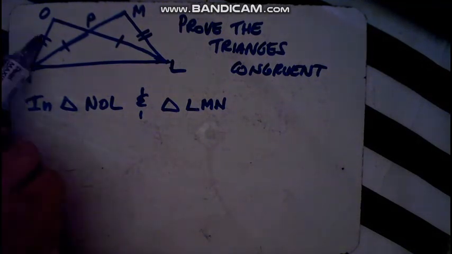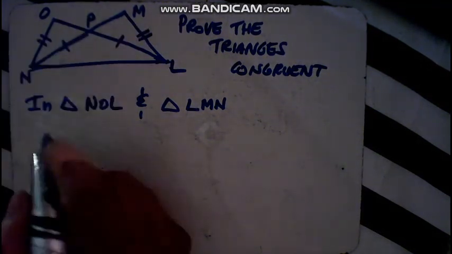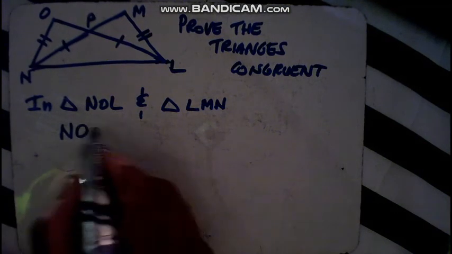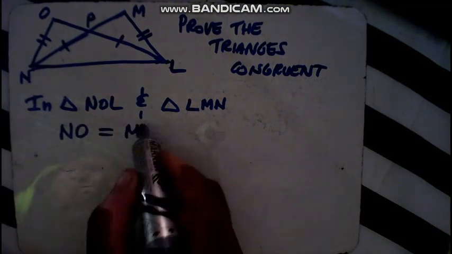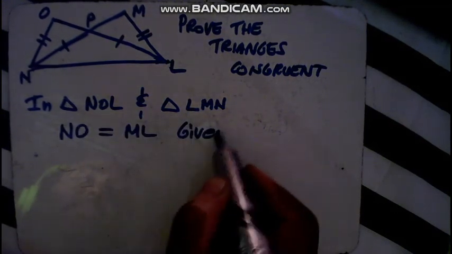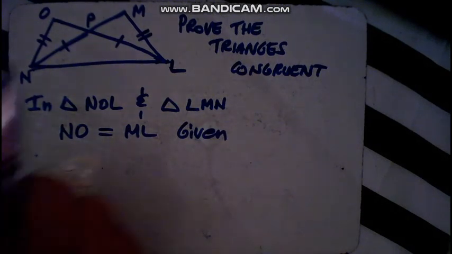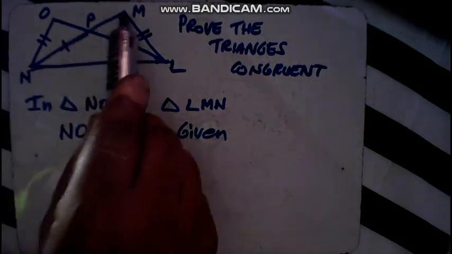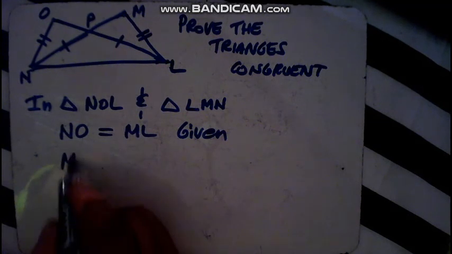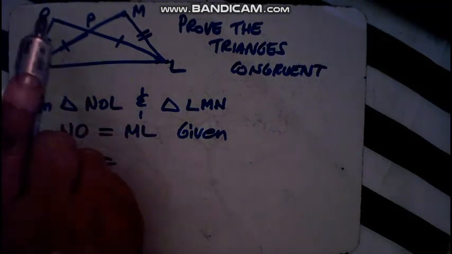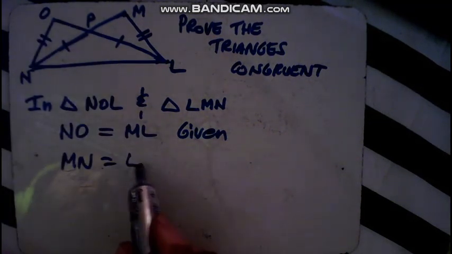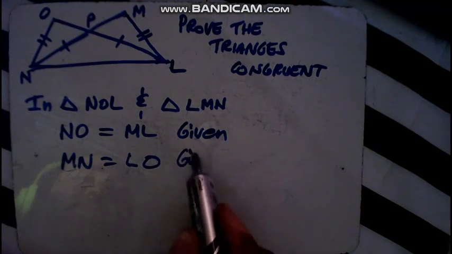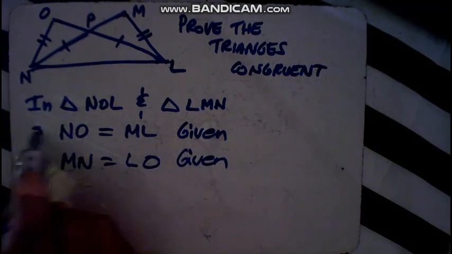Notice that these marks indicate that those two are equal. So NO is equal to ML. Our reason will be given. Then we can see that MN, that whole distance, is equal to LO. The reason there will be given. So we already have 2 sides.